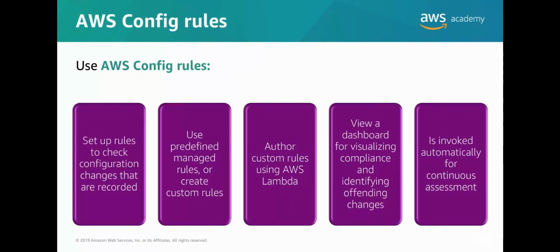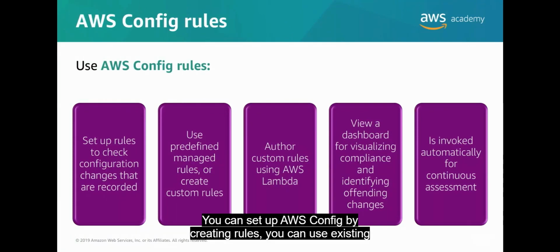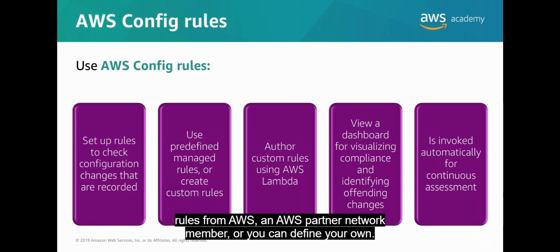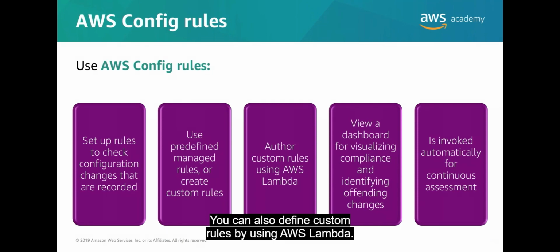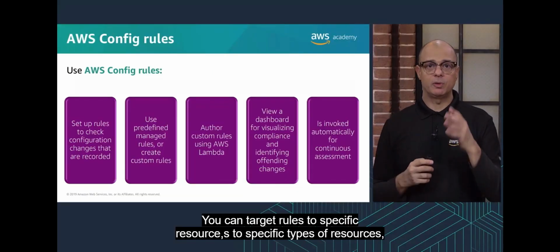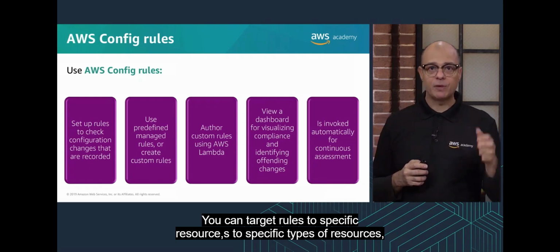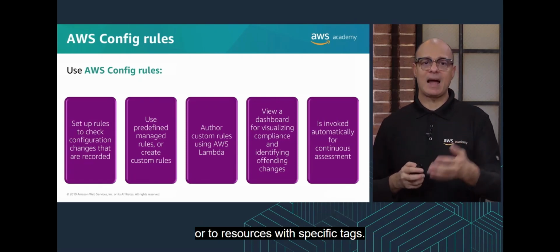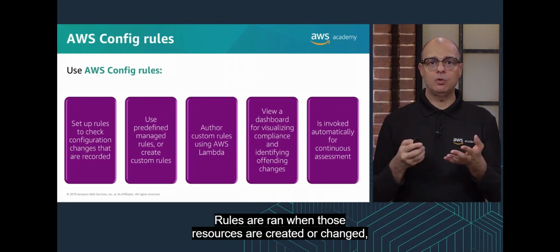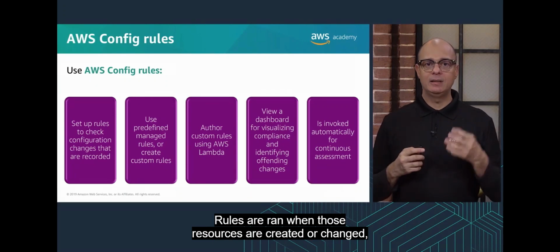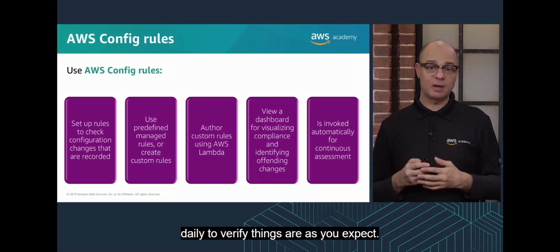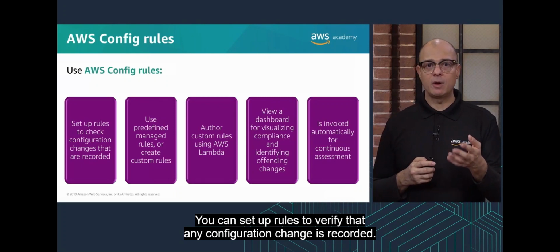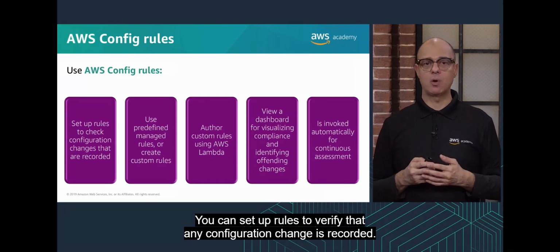You can set up AWS Config by creating rules. You can use existing rules from AWS, an AWS Partner Network member, or you can define your own. You can also define custom rules by using AWS Lambda. You can target rules to specific resources, to specific types of resources, or to resources with specific tags. Rules are run when those resources are created or changed. They can also be evaluated on a periodic basis, such as hourly or daily, to verify things are as you expect. You can set up rules to verify that any configuration change is recorded.